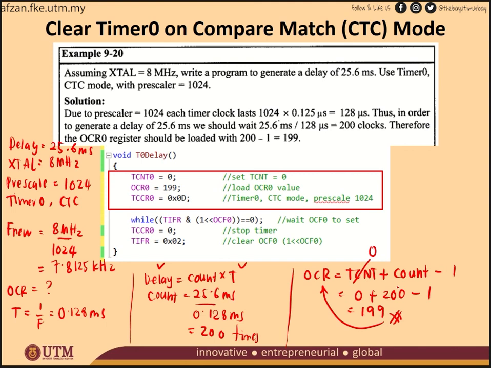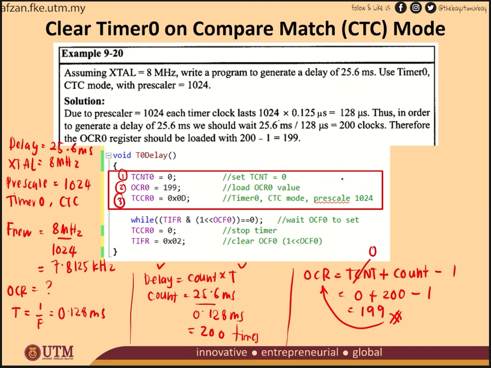Alright, so now we look at our programming here, how to generate this delay. So this is your delay subroutine that you want to generate. Okay, so the first one here, TCNT equal to 0. First clear your TCNT. This is the first step. The second step here, load your OCR value. So OCR0 equal to what value that you want to load, which is 199 that you already calculated here. So 199. And then the third step here.